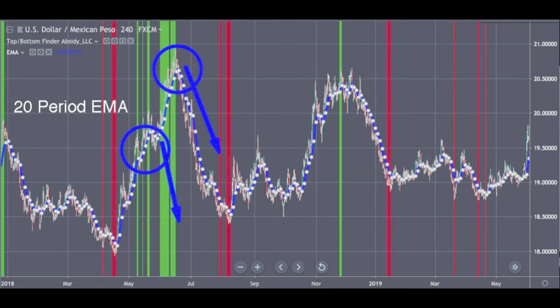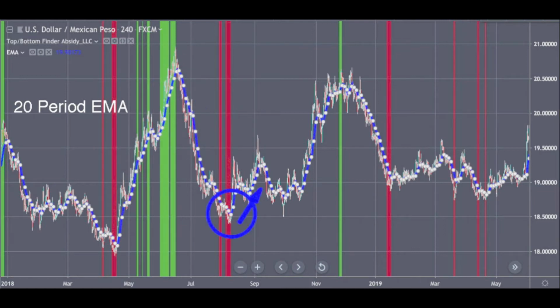Next, you can see the second opportunity where it's highlighted green, indicating a potential market top forming in June of 2018. Here, price is closing under the 20-period EMA, giving a very good short signal that is validated by our top and bottom finder. If you entered a short position here, you would have a lot to gain.